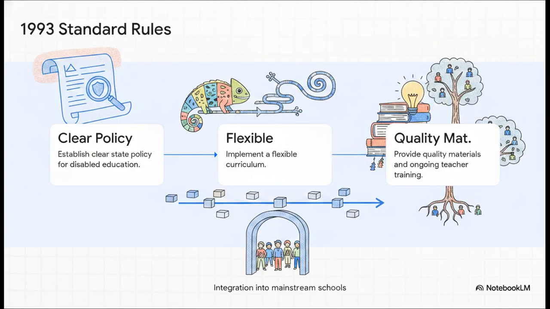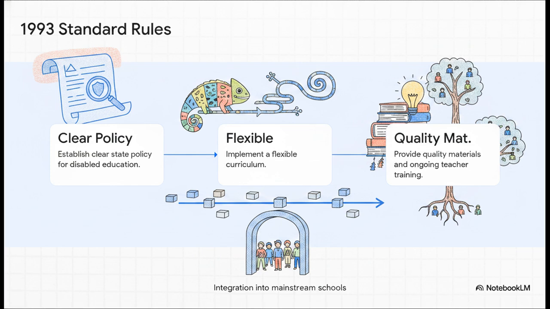To fix those early, glaring flaws, the UN released the Standard Rules in 1993, outlining specific, concrete steps states must take. Step 1, a clear policy. Step 2, a flexible curriculum. And Step 3, quality materials with ongoing teacher training.